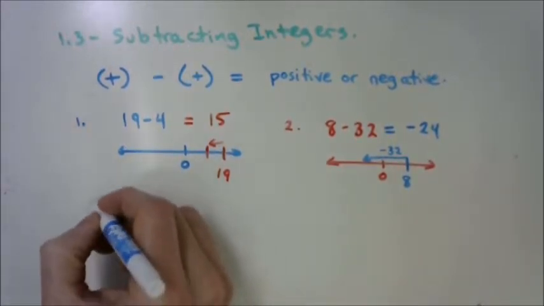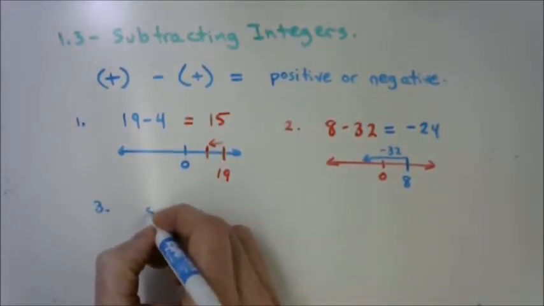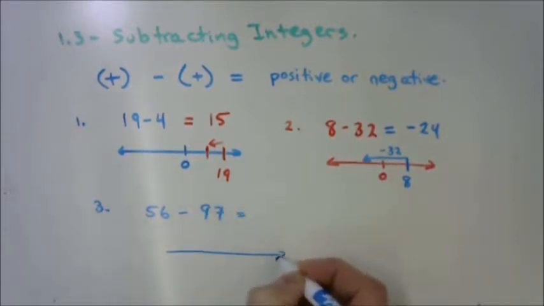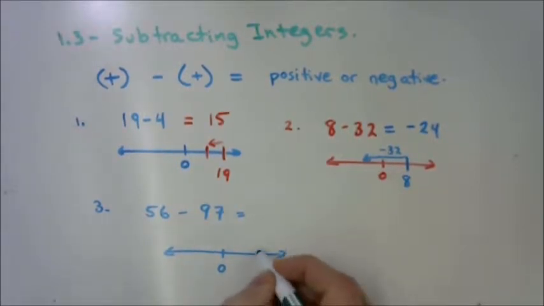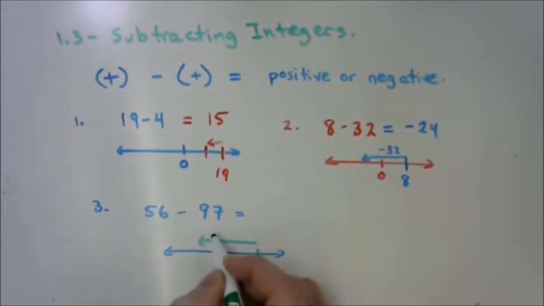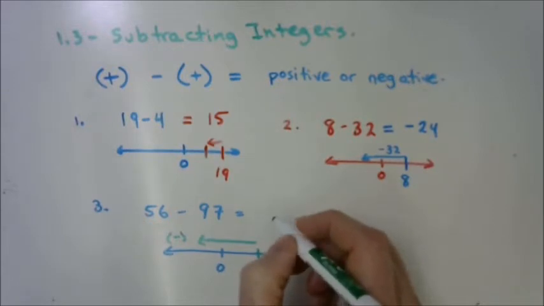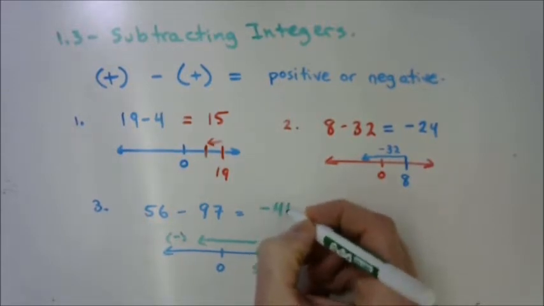And it sounds like you're trying number 3 on your own already, so I'll get there. 56 minus 97. Got your number line. Starting over here at positive 56, and we're moving to the left. Are we crossing over 0? So our number is going to be a negative final answer. 41. And what did we get? Negative 41? Yes, sir.